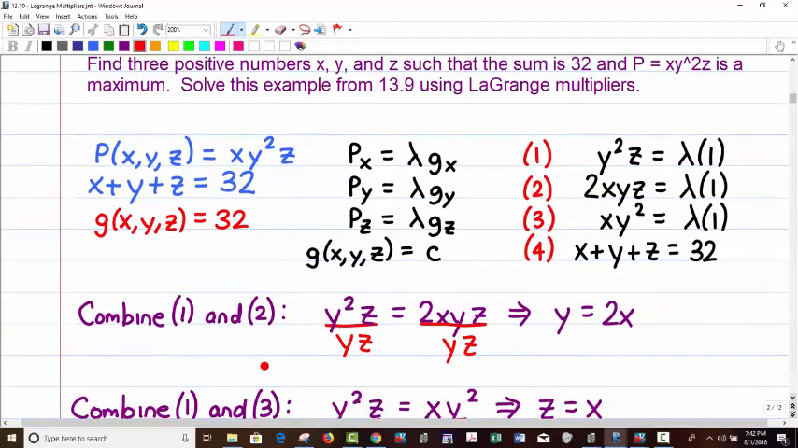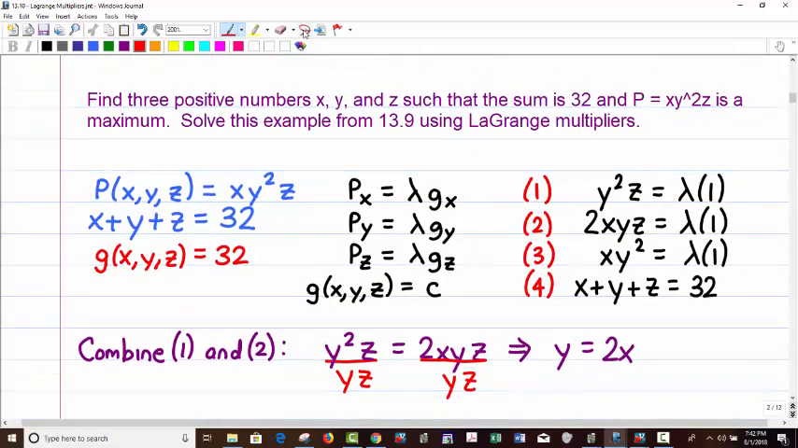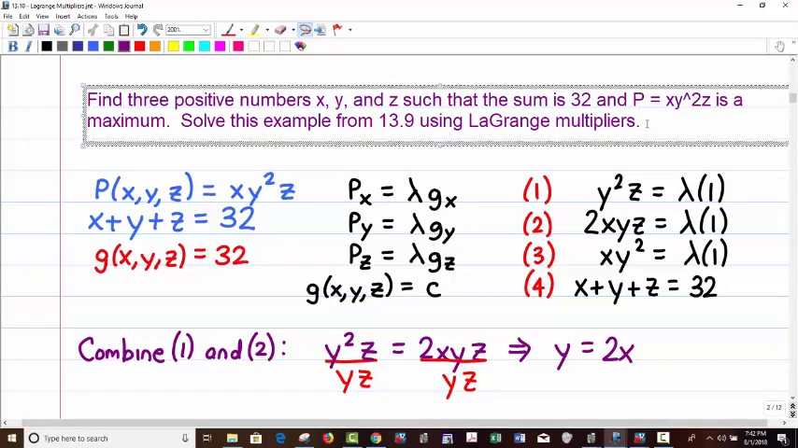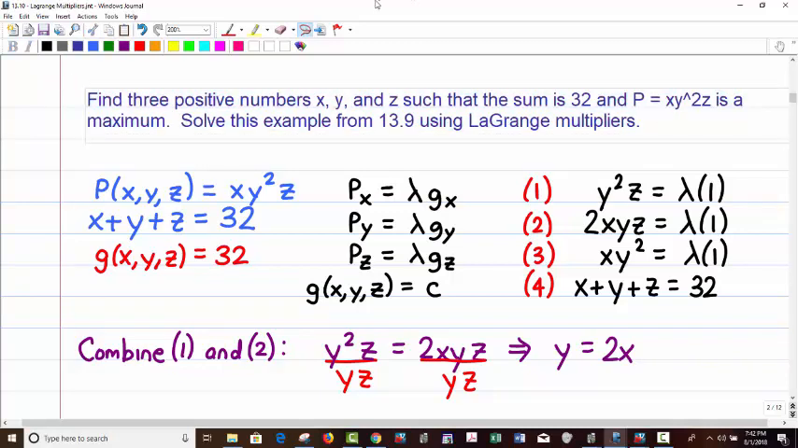So what I did, I said here, combining 1 and 2. What I mean by that is that I'm taking equations 1 and 2. If we say that we have y squared z equals lambda and 2xyz equals lambda, you can then say that lambda equals lambda, in other words. So I can set those two equal to each other, and that's what I did.